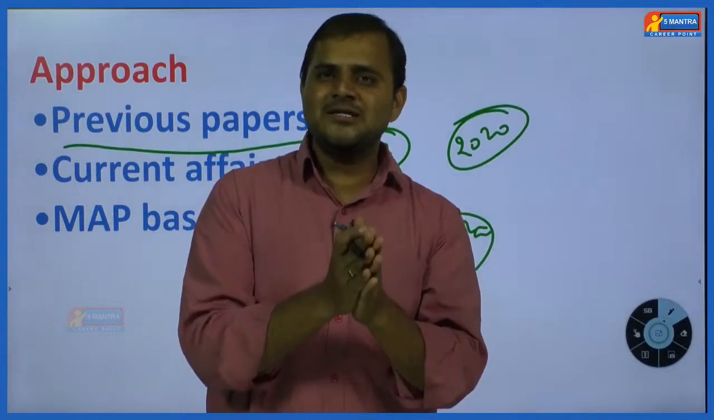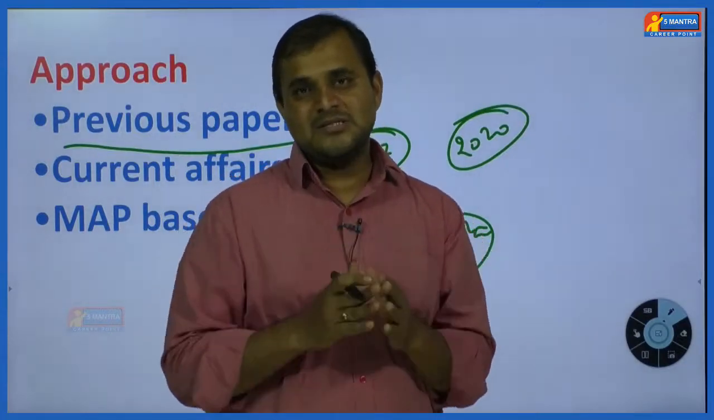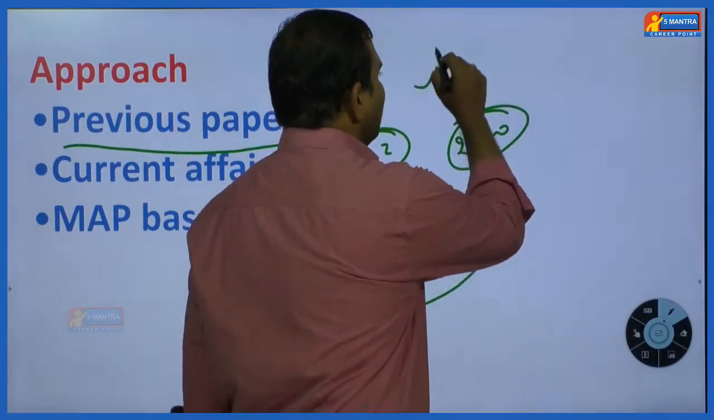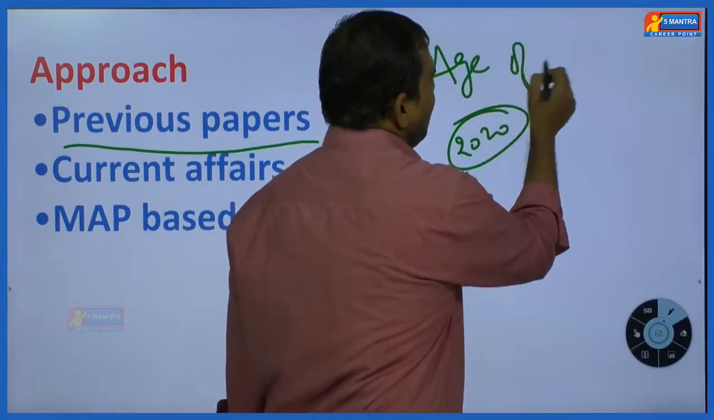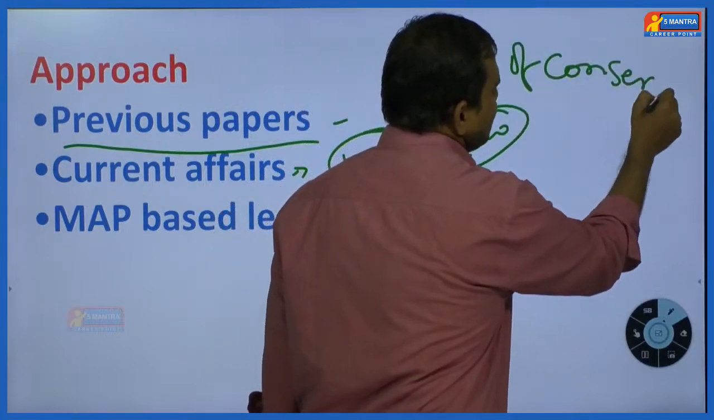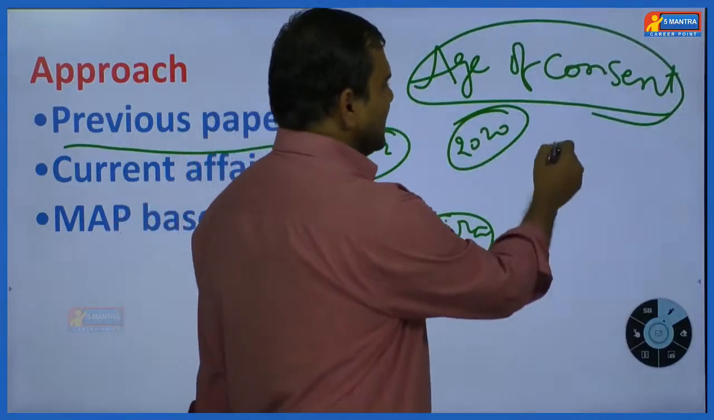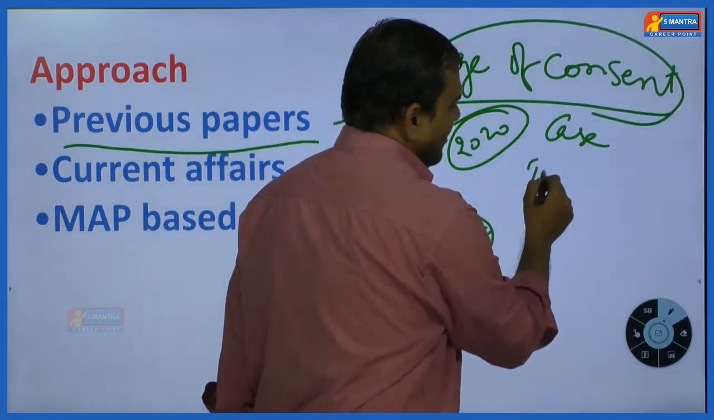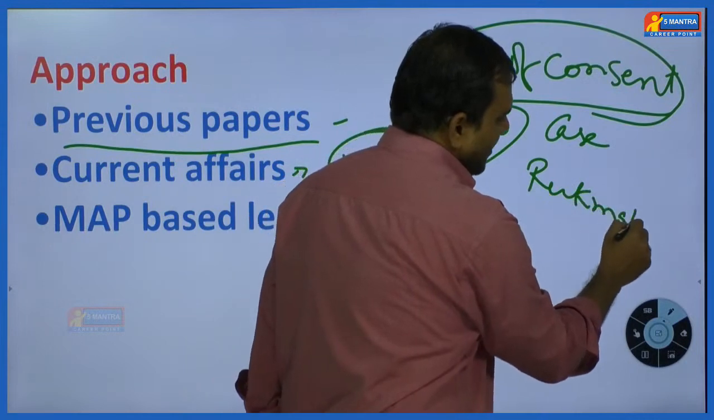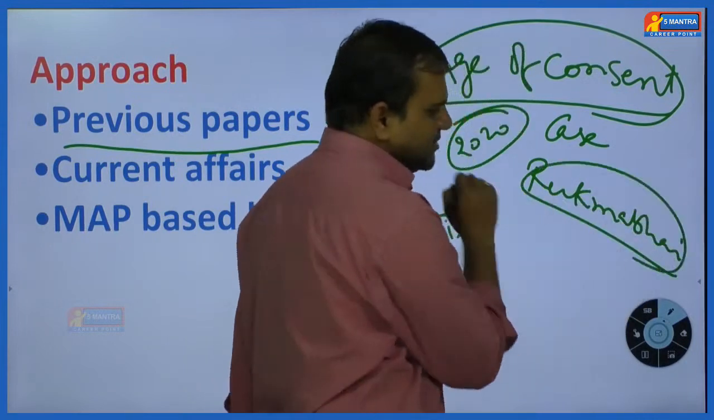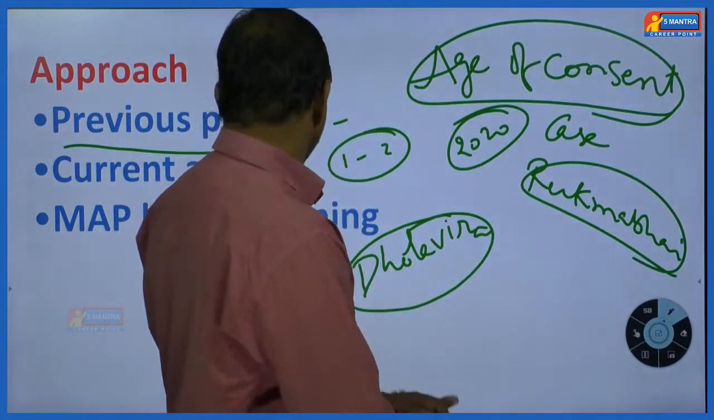The Rukmabai case is related to child marriages and the Age of Consent Bill. In social religious reform movements we discuss the Age of Consent Act. If we observe question papers, we understand all this, like the Rukmabai case.